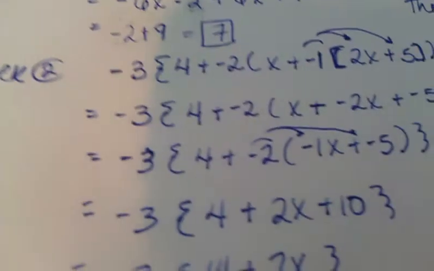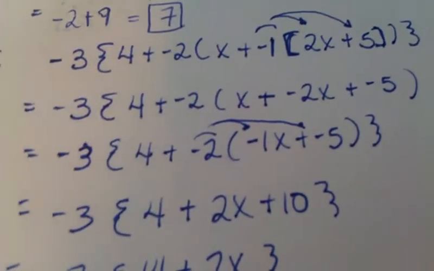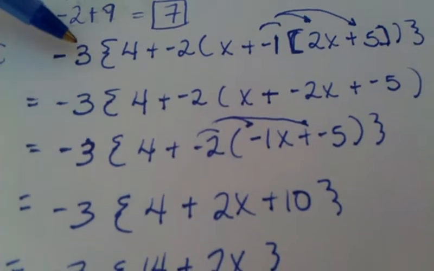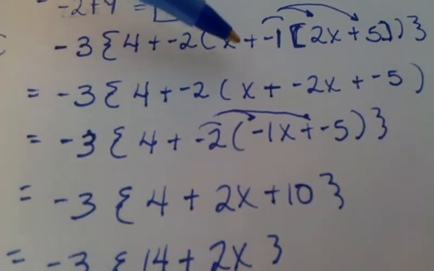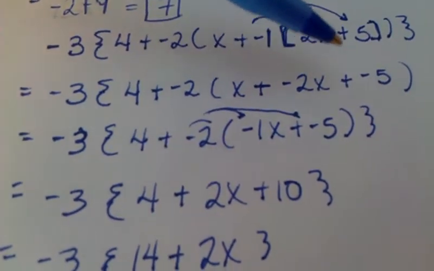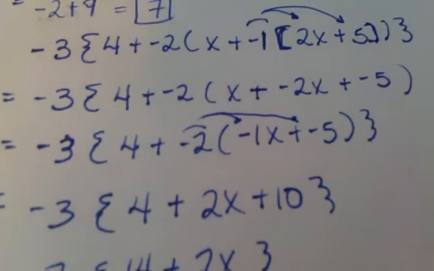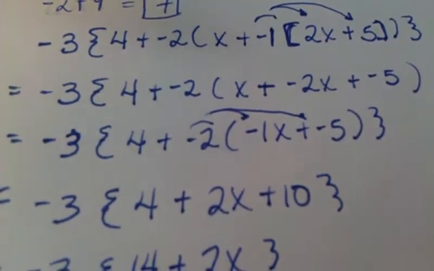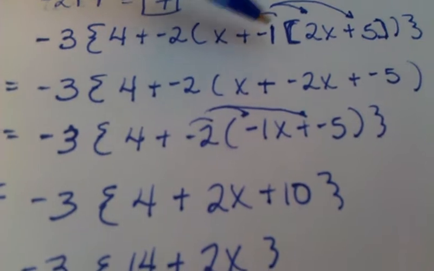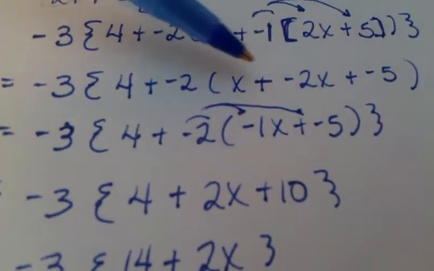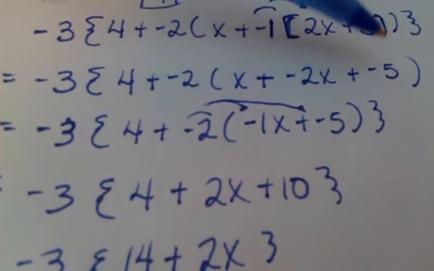Here is another example, and I have negative 3 times 4 plus negative 2 times x plus negative 1 times 2x plus 5. We need to remember our PEMDAS rules. So the first thing I'm going to do is take the negative 1 and multiply that times the 2x plus 5. So that gives me a negative 2x plus a negative 5.